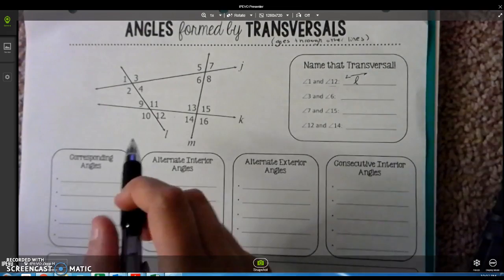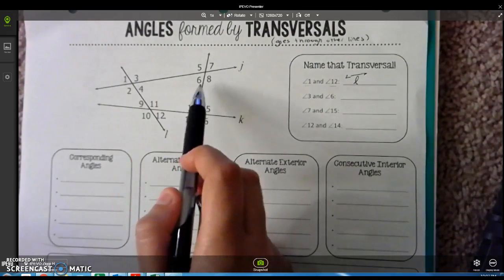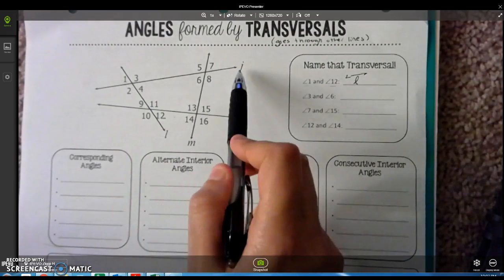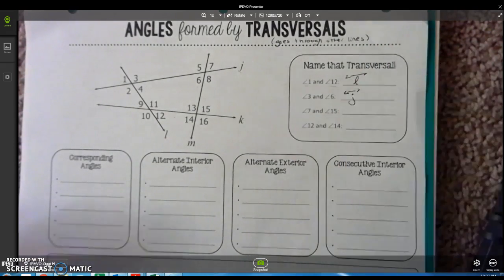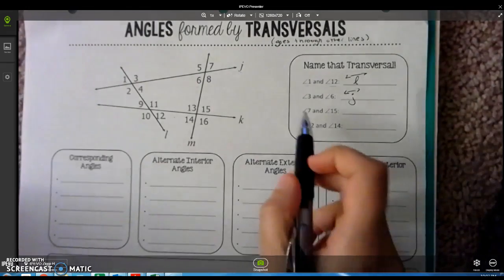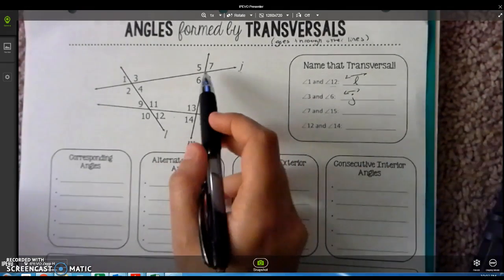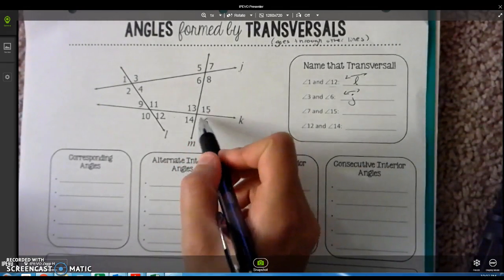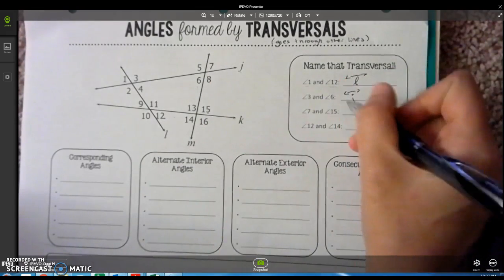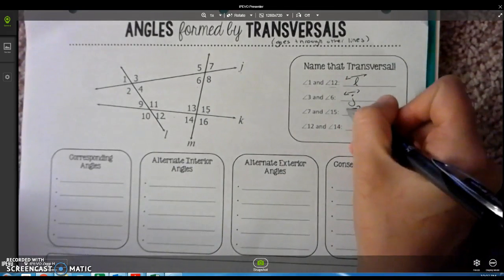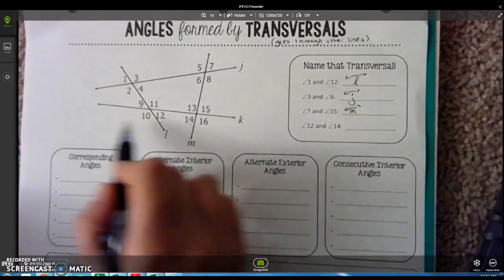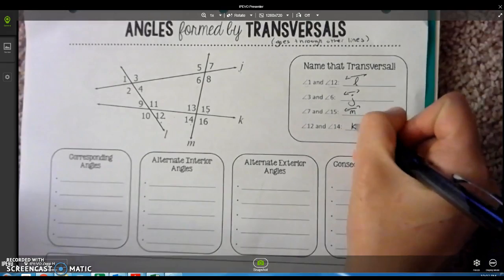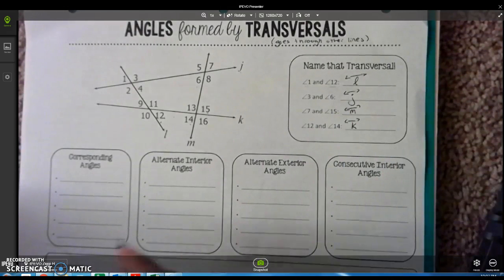3 and 6 are going to do the same thing. 3 is there, 6 is there. They're both on line J. So that would be line J. 7 and 15. 7's here, 15 is here. They're both on line M. 12 and 14. 12, 14, both on line K. So those are basically what my transversals are.